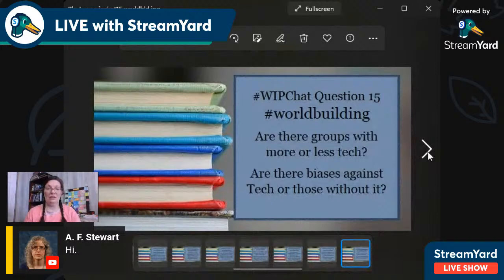Question number 15. Are there groups with more or less technology? Are there biases against technology or against those who are without it? This is a very interesting thing to add to your world, because in our world, in the IRL, we have groups that have technology that most of the rest of us don't own. And that leads to the idea of cyberpunk, the whole idea of cyberpunk technology, where you wear your technology, where your technology is actually implanted. Not that we're all eventually going to become Borg, but that idea is there. And it seems like it is so close to us.